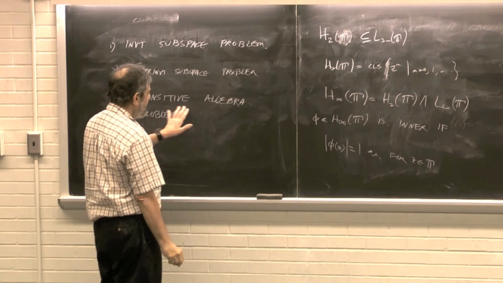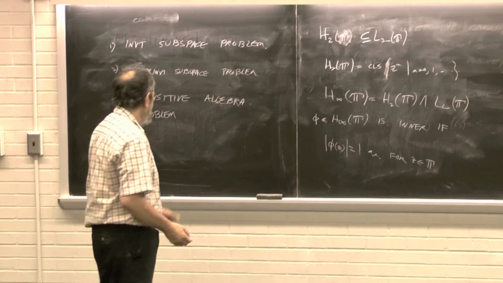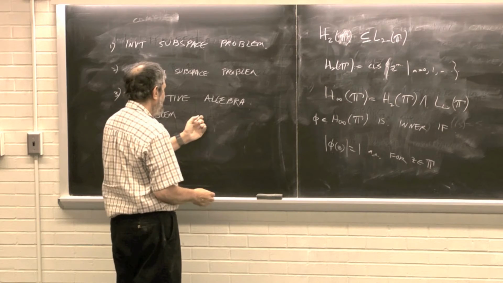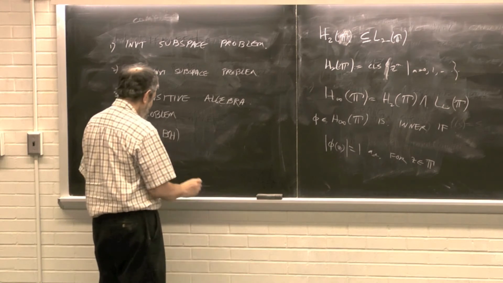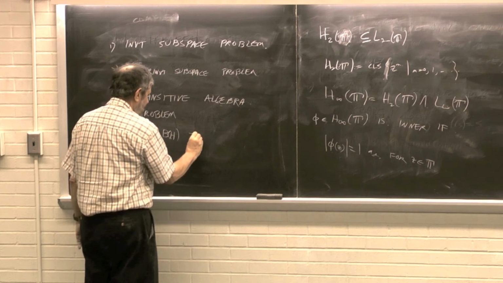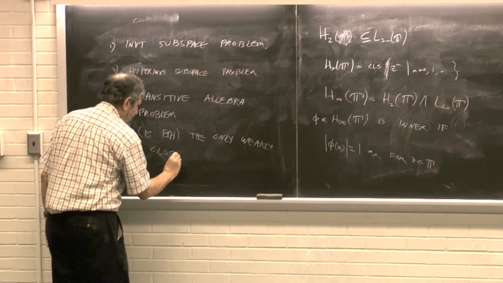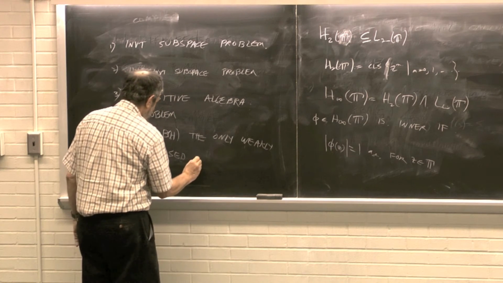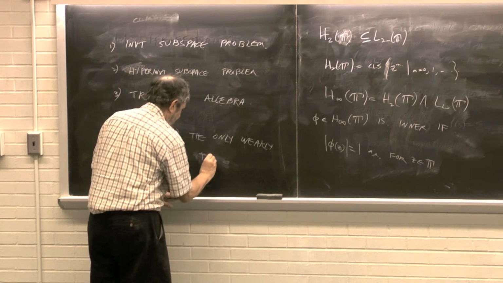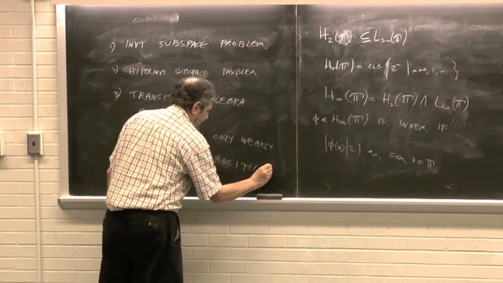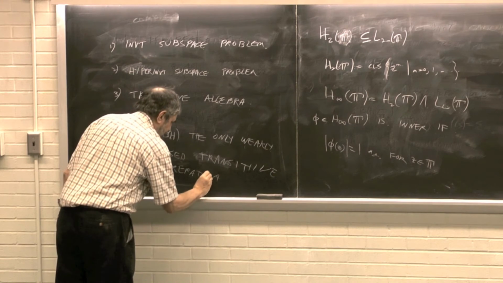Okay, the next level is what's called the transitive algebra problem. An algebra is transitive if it has no non-trivial invariant subspaces. Of course, there are some algebras like that. So the question is basically: is B of H the only weakly closed transitive operator algebra? I didn't have a chance to tell you about all of the topologies. Well, can't do everything. I'll tell you what weakly means.